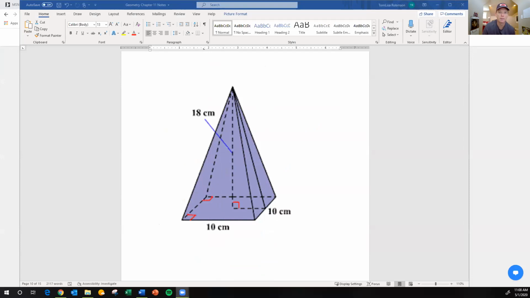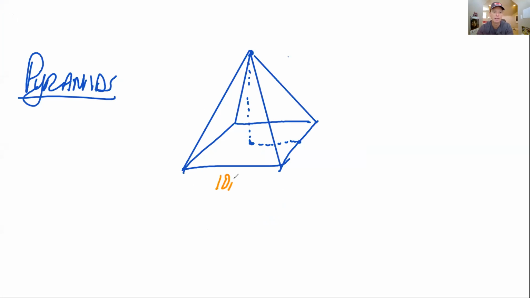We'll go over to the whiteboard here, and I'll label some of these dimensions. So this is 10, I think it was inches. Let me double check. Oh, centimeters. I was way off. Let's get it right. Centimeters. This is 10 centimeters. And then this right here, the height of the pyramid is 18 centimeters.